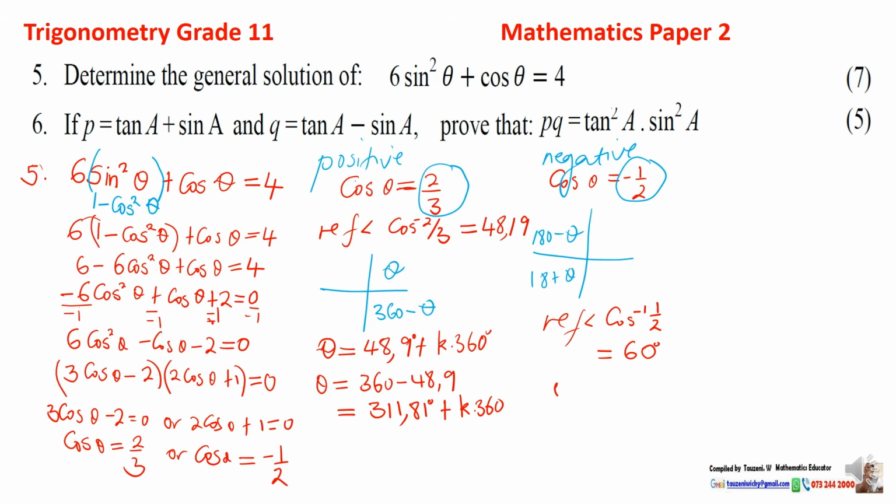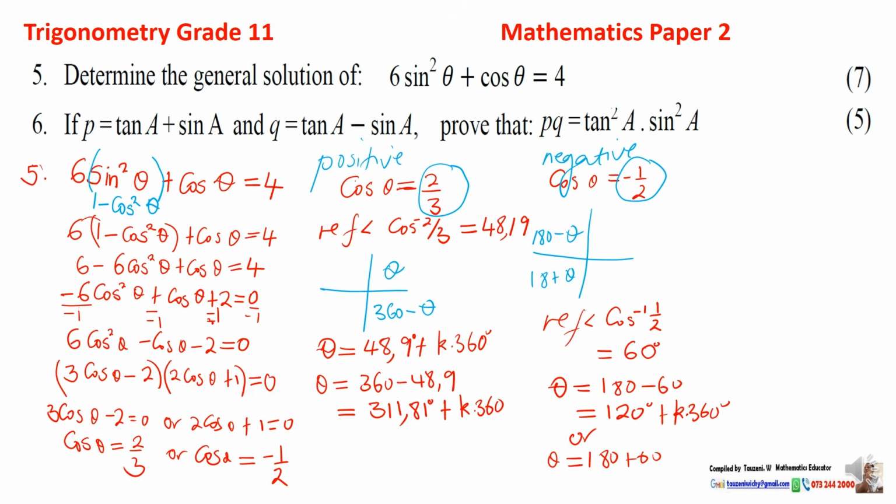So in quadrant 2, theta is equal to 180 minus theta, which is 180 minus 60. And simplifying this one will give us 120. To that solution, we add k times 360 to change it into a general solution. Then the next one will be theta is equal to 180 plus theta. So 180 plus theta will be 180 plus 60.